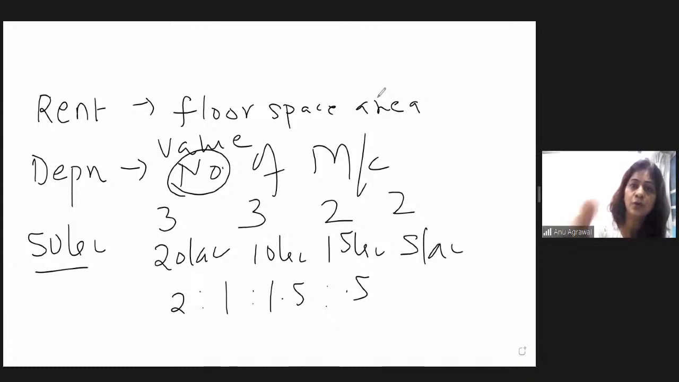So what is it that I am trying to tell you? I'm trying to tell you that you need to look into what the expenses are, what the overheads are which have been incurred. That will be given to you in the examination by ICAI. They will be giving you these overheads.